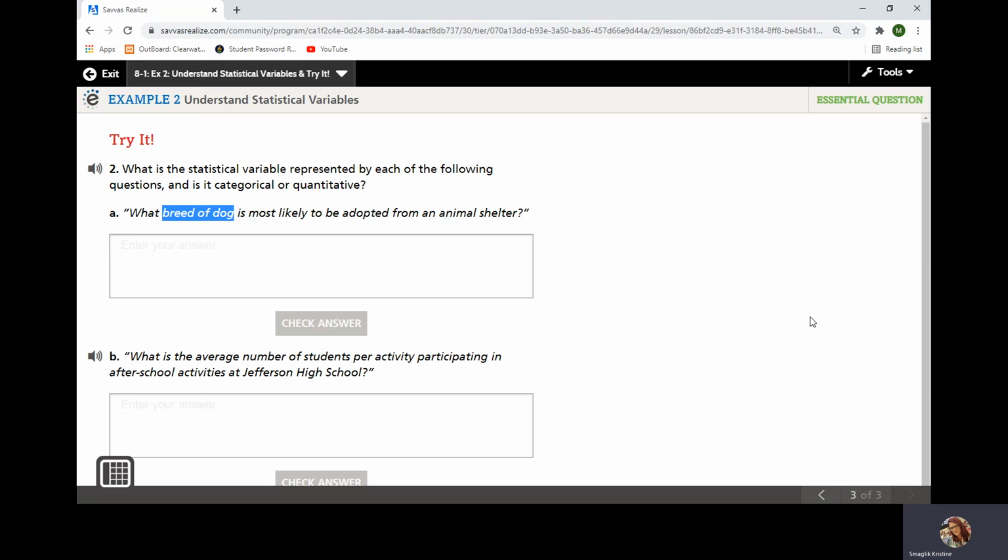If we look at B, what is the average number of students per activity participating in after-school activities at Jefferson High? Well, the statistical variable is the average number of students. So now we're talking a number of students. That is going to be quantitative. That answer is going to be in numerical form.